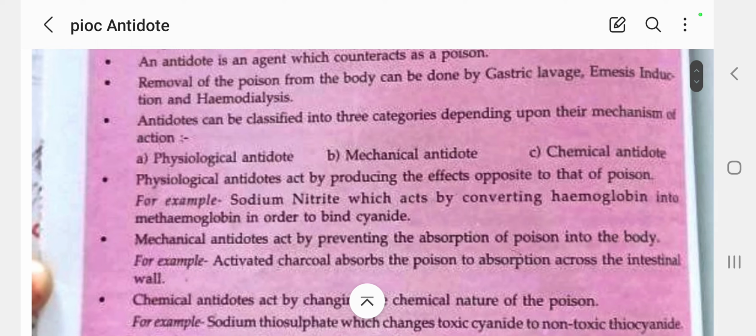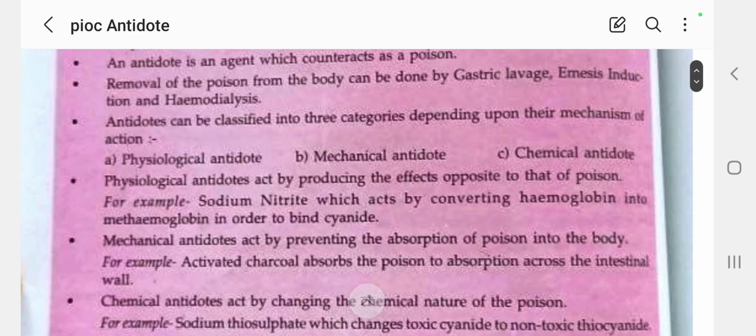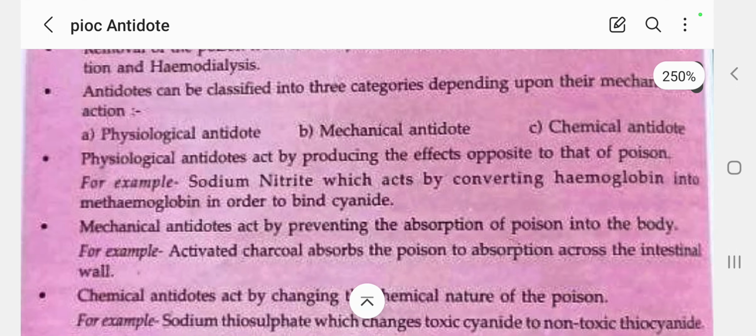Next, a physiological antidote acts by producing an effect opposite to that of the poison. For example, for the physiological category, the main pharmaceutical inorganic substance used is sodium nitrite, NaNO2, not sodium nitrate, which acts by converting hemoglobin into methemoglobin in order to bind cyanide.